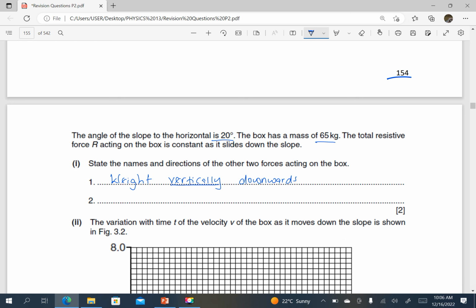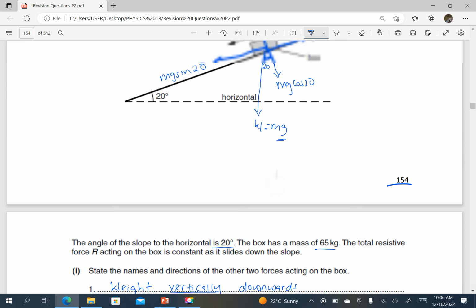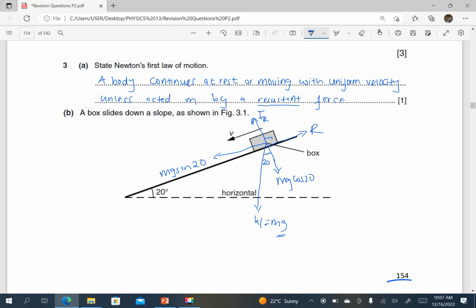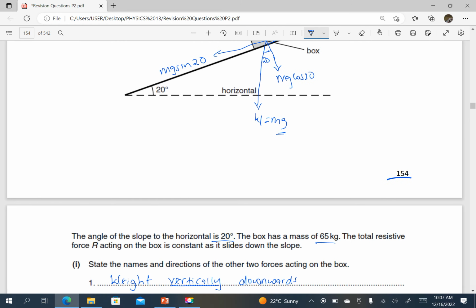The weight is not normal to the slope, it is just vertically downwards. Then we have the normal reaction force, which is perpendicular to the slope. So the normal reaction force acts at 90 degrees to the slope. That is the second force. So those are the other forces in addition to the resistive force.